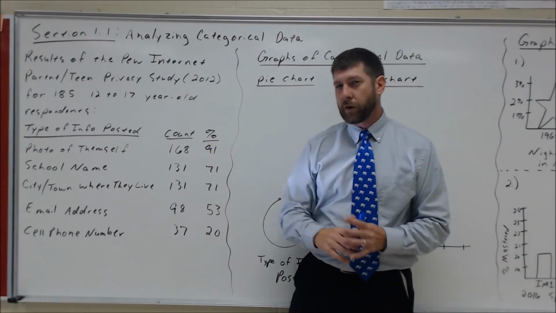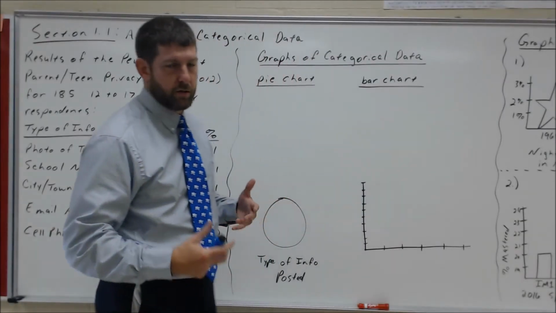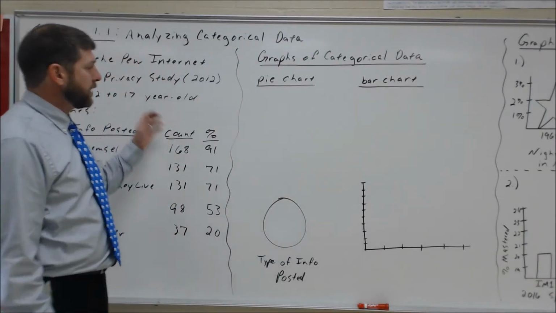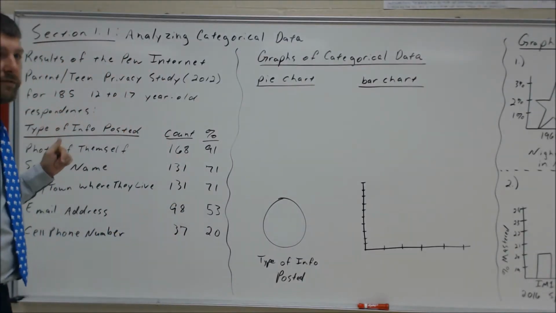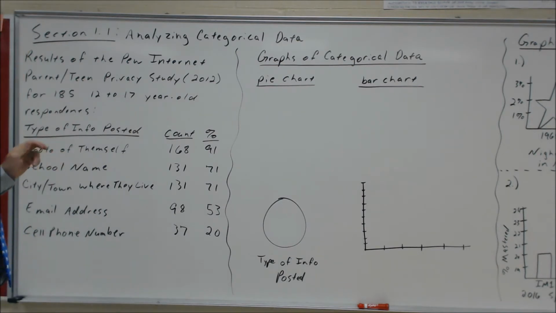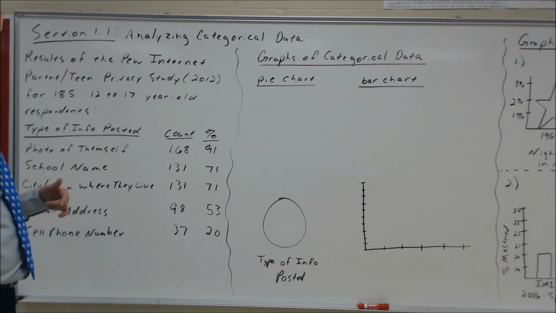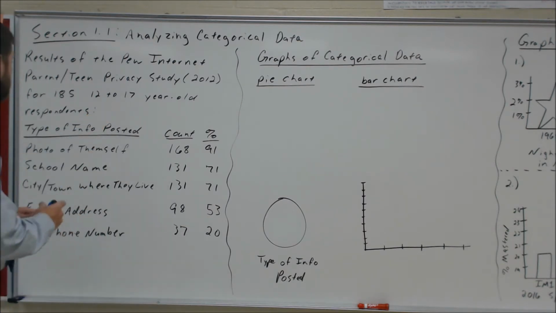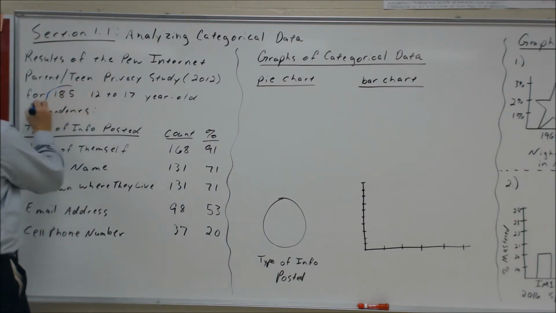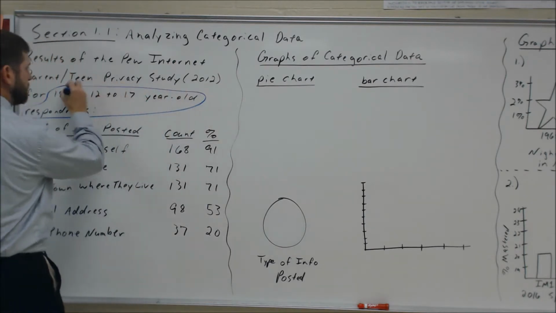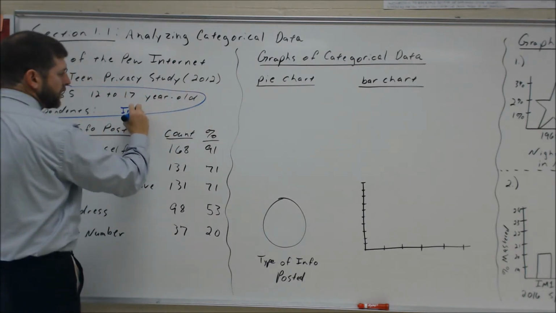So let's go over a little vocab from the last chapter. Remember, I told you it's our last section, it's going to be coming in a lot. In this study, what would we consider the individuals? Remember, individuals are the people we're learning about, or objects we're learning about. Good. The individuals are going to be these 185 12 to 17-year-old respondents. Those are the individuals.